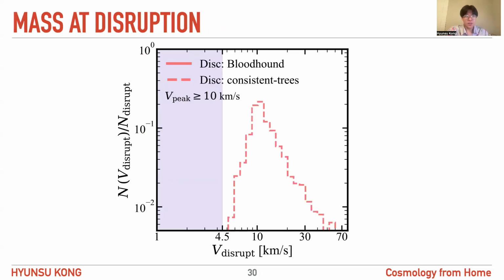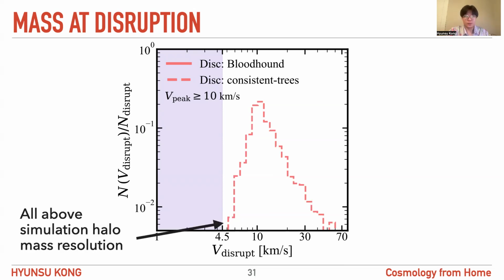Here I am showing the median distribution of V disrupt, which is the subhalo mass or Vmax at subhalo disruption, from all 12 simulations in our Phat ELVIS project. The dashed line shows the distribution from the standard model, Consistent Trees, and tells us that a typical disrupted subhalo disrupts when its Vmax is around 10 kilometers per second, with a large number of subhalos disrupting at higher masses.